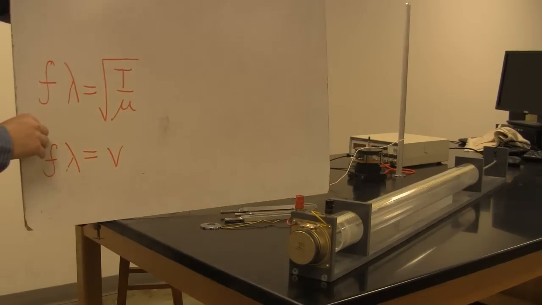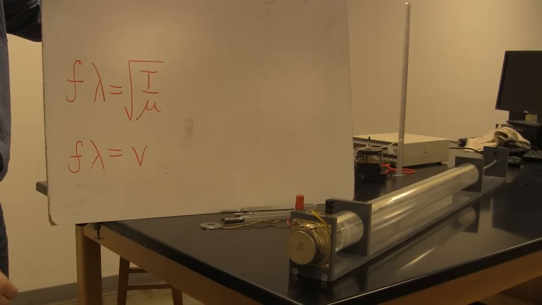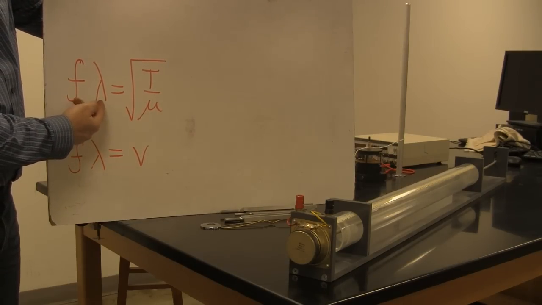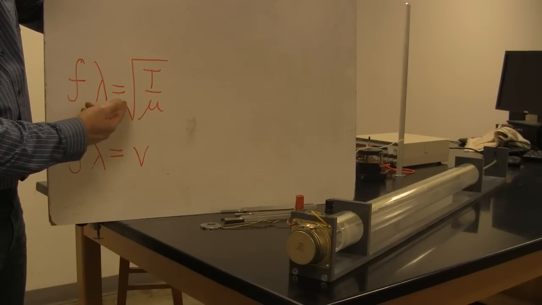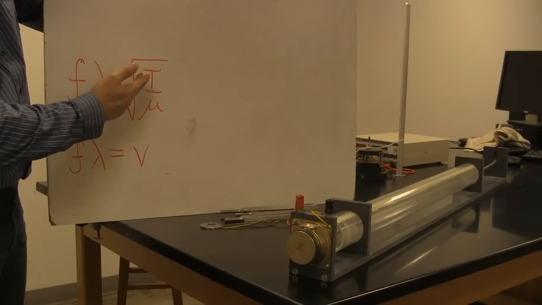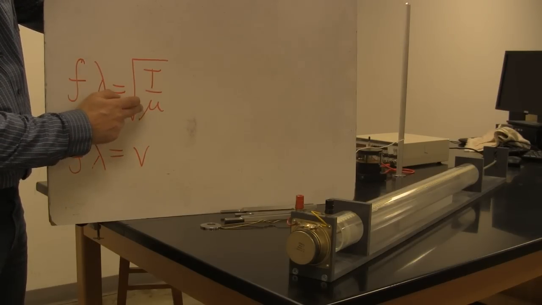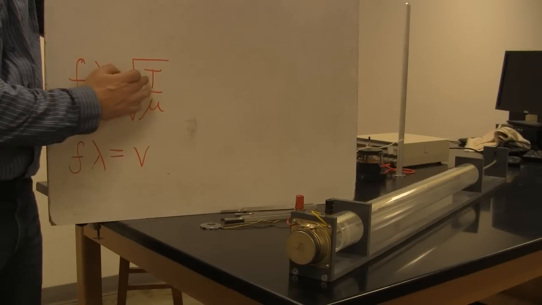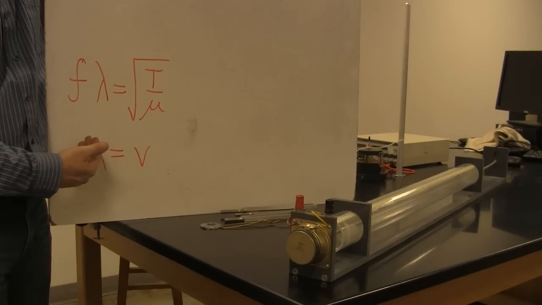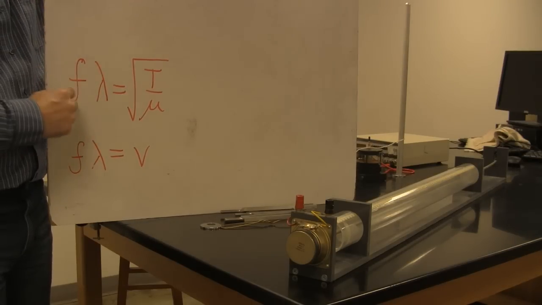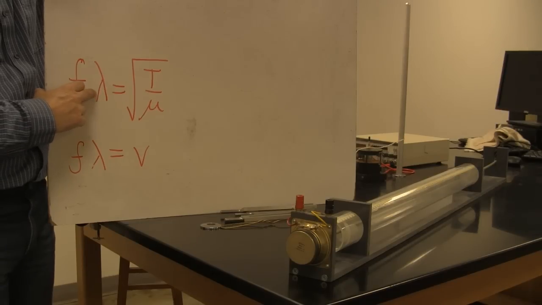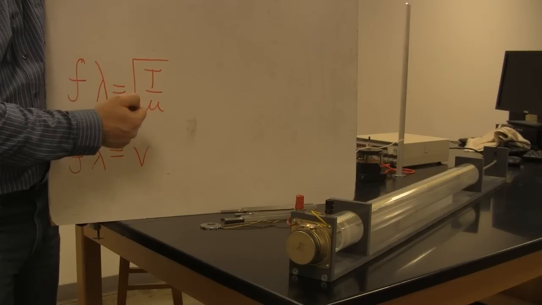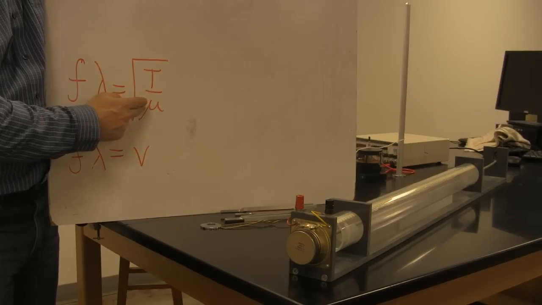Now I have on this whiteboard here the two formulas that are given. This says that frequency times wavelength, which were defined for you in lecture, is equal to the square root of tension divided by linear density, mu. This equation is for waves in a string. So the frequency of the wave times the wavelength is equal to the square root of the tension, that means how tight the string is, divided by the linear density.